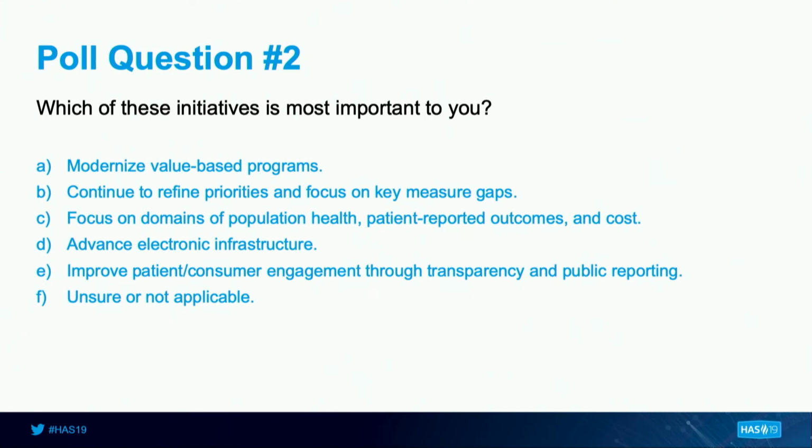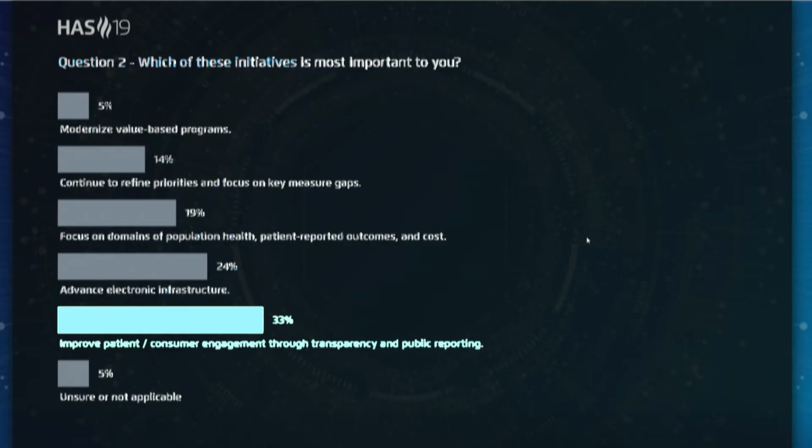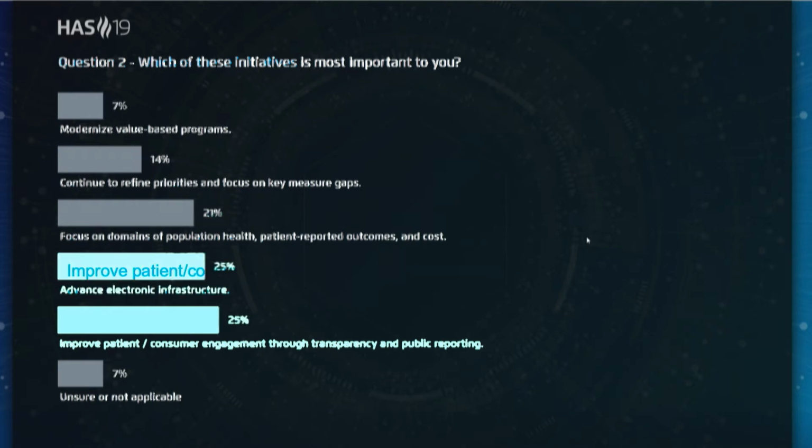And so with this, we come to our second poll question. I can take a guess at what this might be, but who knows, I might be surprised. Which of these initiatives I just ran through is most important to you? Modernize value-based programs, continue to refine priorities and focus on key measure gaps, focus on domains of population health, patient-reported outcomes and cost, advance electronic infrastructure, or improve patient or consumer engagement through increased transparency and public reporting.